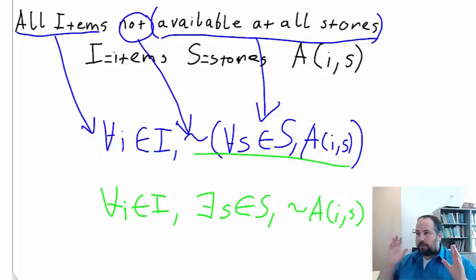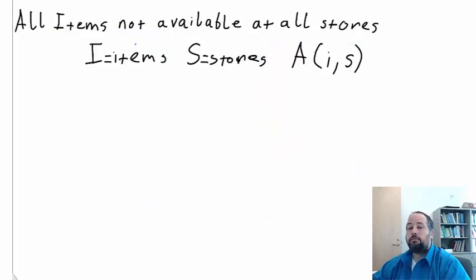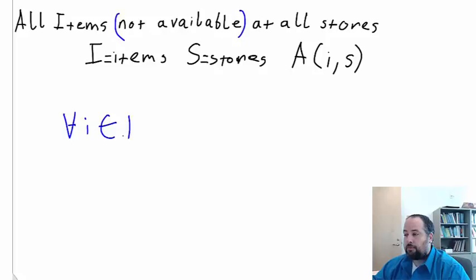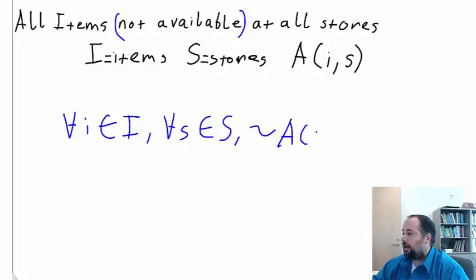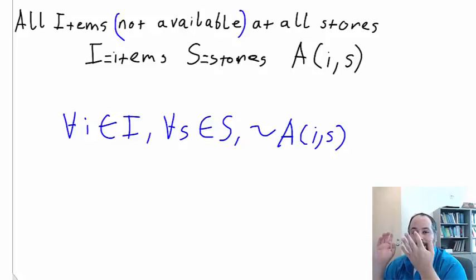So let's try and play around with those parentheses and see if we can get a different interpretation. Okay, so assume instead that our parentheses are around "not available." So all items, not available at all stores. That would be, again, for all I's that are members of the set of items, and then for all stores that are individual stores that are members of the entire set of stores, not A of I, S. So what does that mean? That means for all items at all stores, it's not available. There's nothing anywhere. Obviously, that's not right either, right?